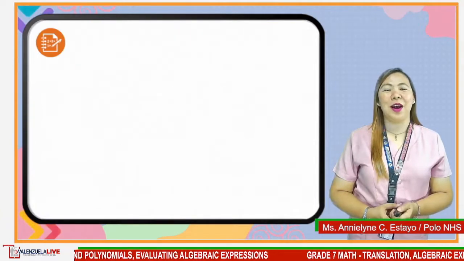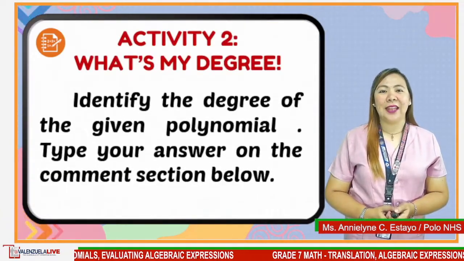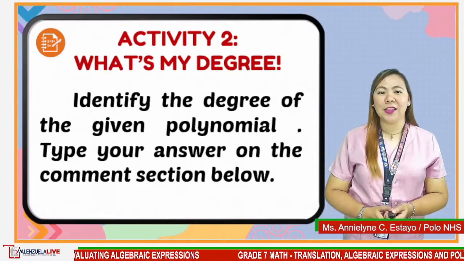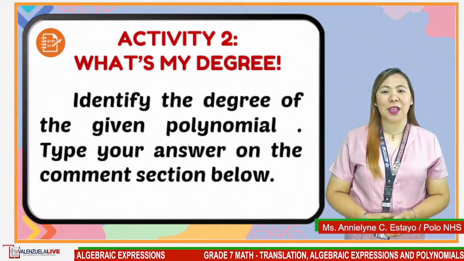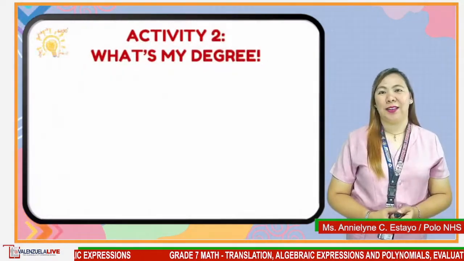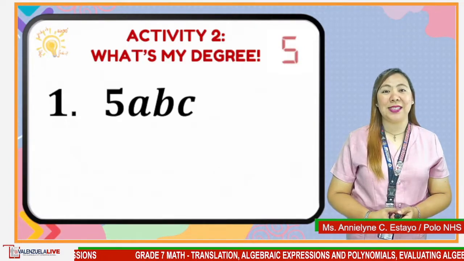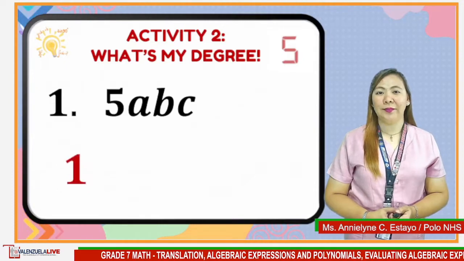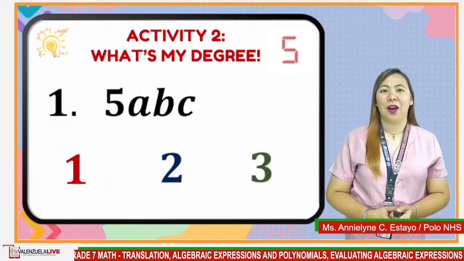Let us now have activity number 2, what's my degree? Identify the degree of the given polynomials. Type your answer on the comment section below. You will be given 5 seconds to type in your answer. Number 1. The given is 5abc. What is its degree? Is it 1, 2, or 3? 5 seconds, go.